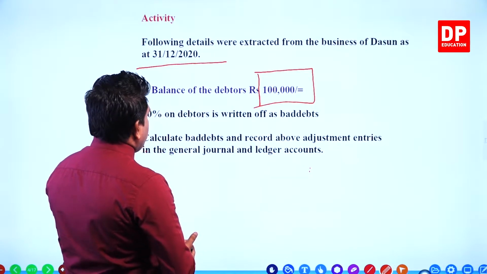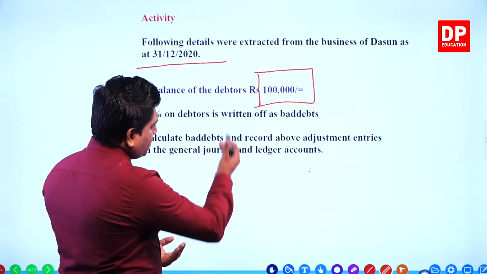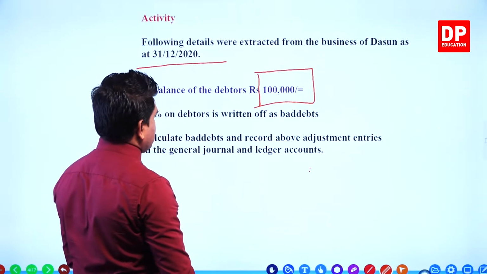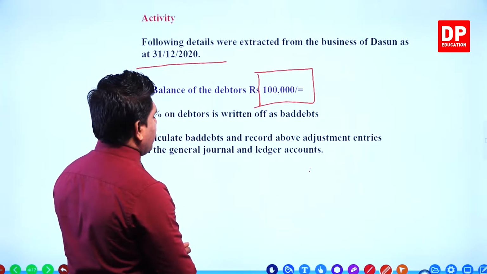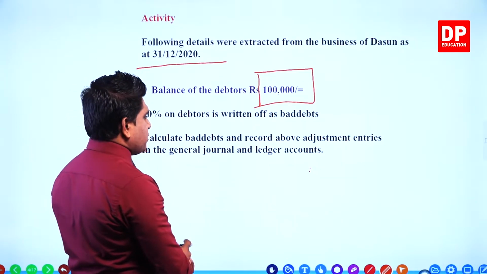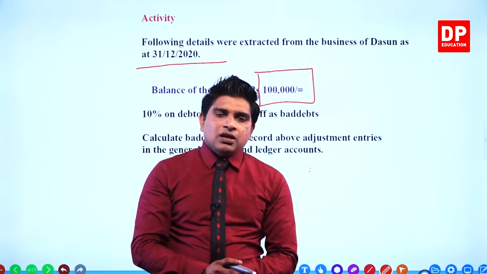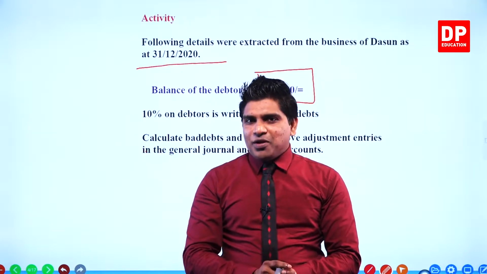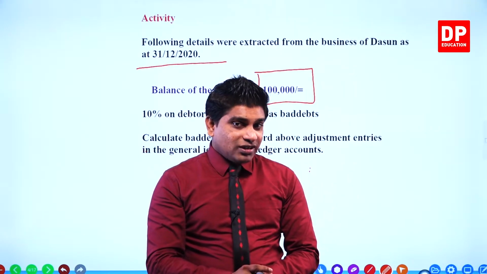We have to calculate the portion, how much as bad debts. 100,000 into 10%, you know, no need to calculate. 10,000. Finally, what they request from us: calculate bad debts and record above adjustment entries in the general journal and ledger accounts. Do you remember the double entry for the bad debts? Bad debts account debit, debtors account credit.